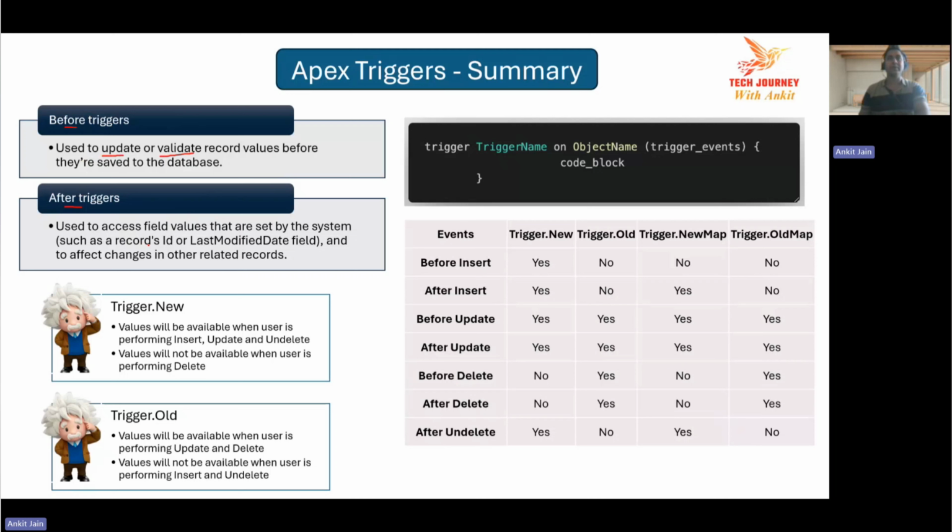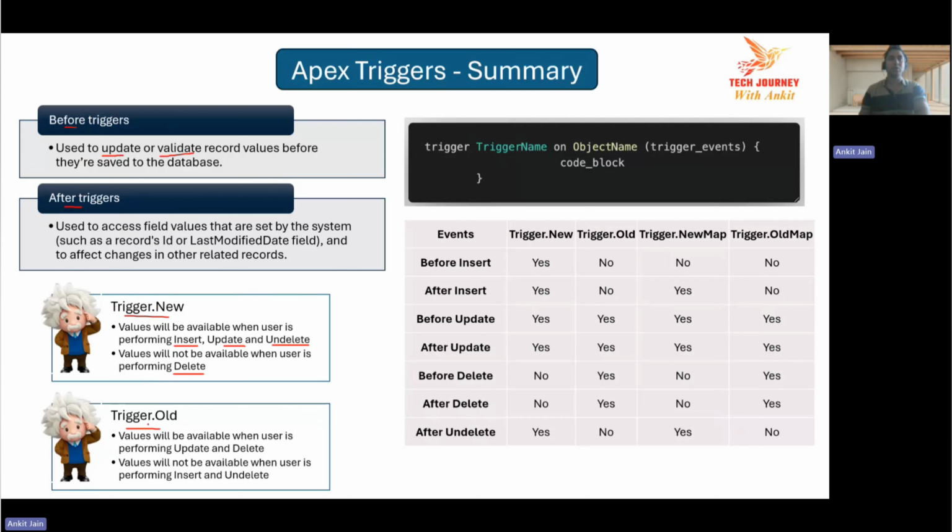There are two important context variables in a trigger: Trigger.new and Trigger.old. The Trigger.new context variable has the list of records whenever the end user performs an insert, update, or undelete operation. The values will not be available in Trigger.new when the end user performs a delete operation.